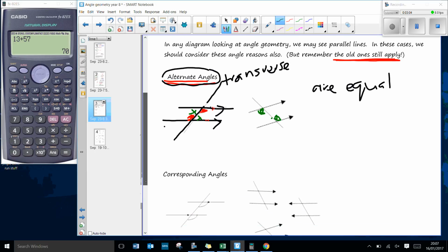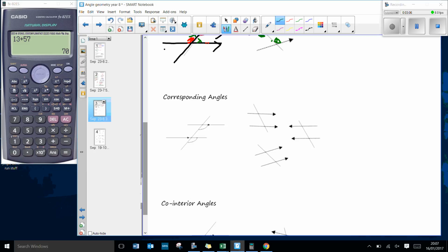So corresponding angles. Corresponding angles are also equal. Let's have a look where they are. So here are our parallel lines. They are on the same side, the corresponding side of the transversal line, and they are both underneath the parallel lines. So underneath the parallel lines on the same side of the transversal line.